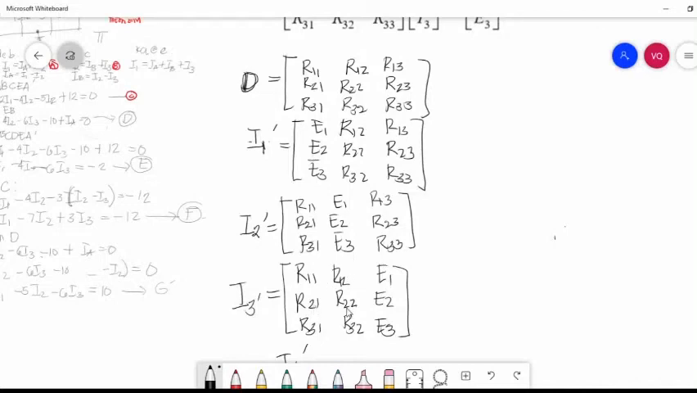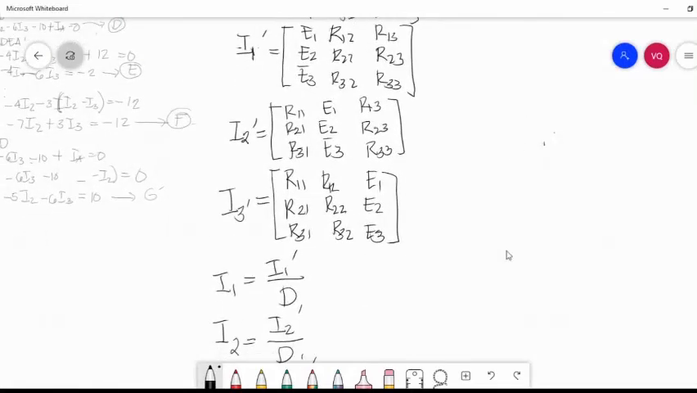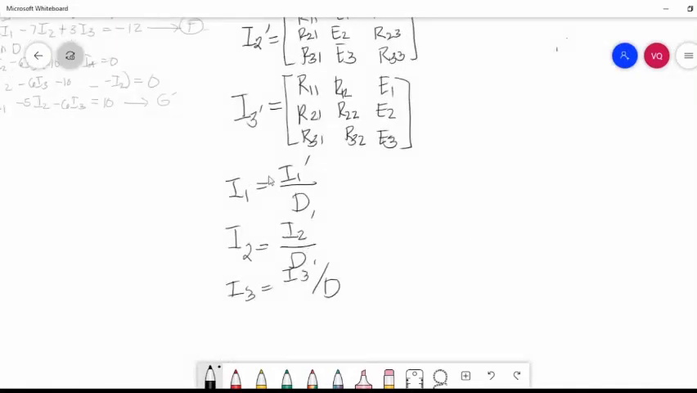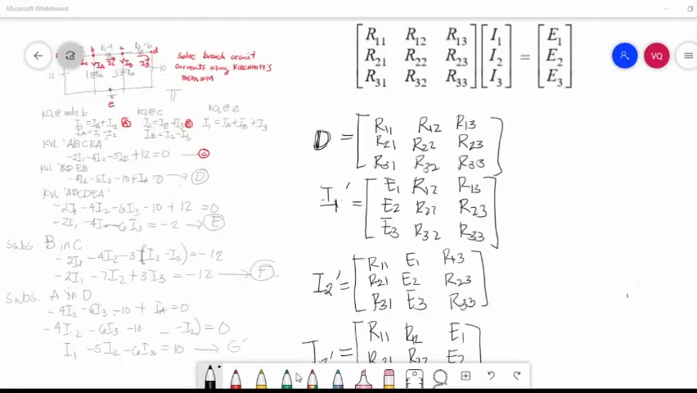The first and second columns are the coefficients of the currents, and the third column is the constants. So the final answer will be the values of your I1, I2, and I3 currents. I1 is equal to I1 prime divided by the determinant, I2 is equal to I2 prime divided by the determinant, and I3 is equal to I3 prime divided by the determinant. We will now substitute the values of our equations in the matrix.